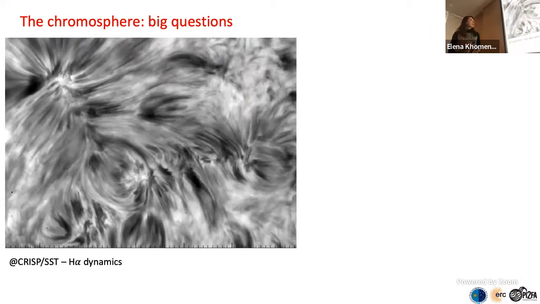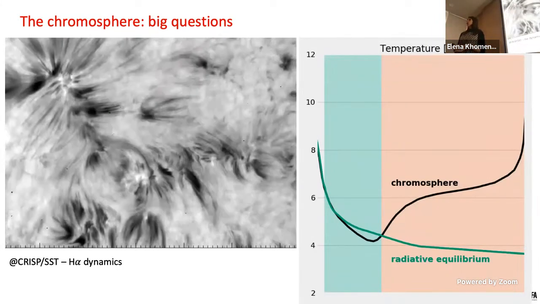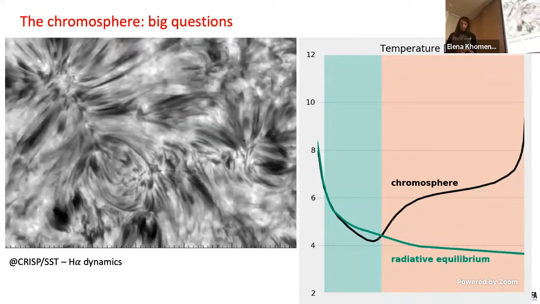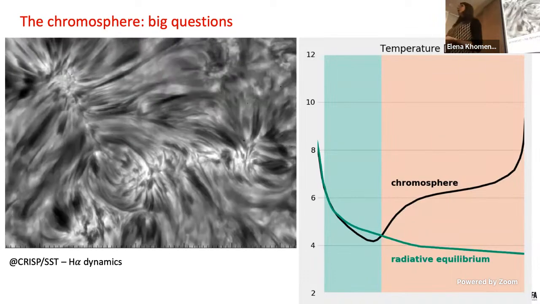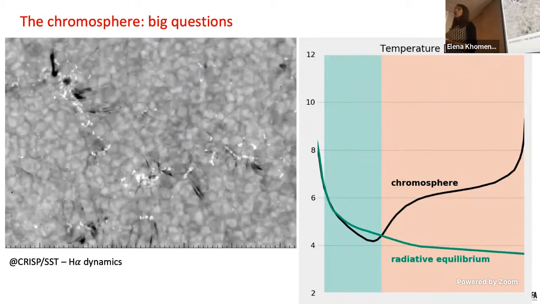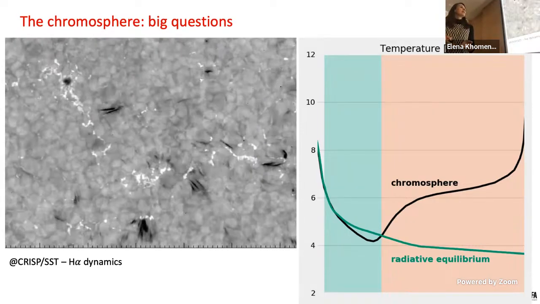And then, of course, on top of that, there is a big question of chromospheric and also coronal heating. Because we know from observations of spectral lines in the chromosphere, which we see in emission, that the temperature on average behaves like this black line.